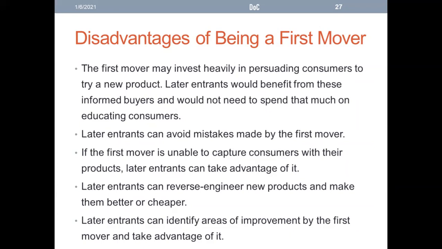And sometimes if the first mover is unable to capture the consumer with their products, later entrants can take advantage of it, right? Sometimes later entrants can reverse engineer their product and make the product for a cheap price. The Chinese people are doing the same thing. They are reverse engineering the new products and making them at low cost, right?